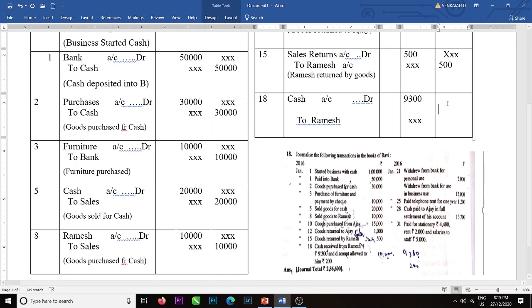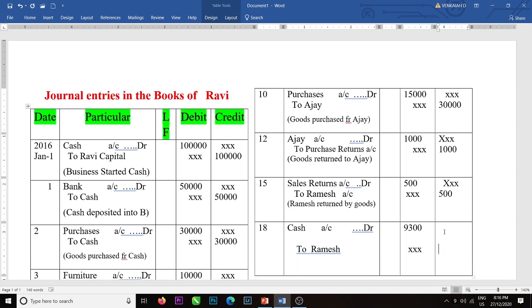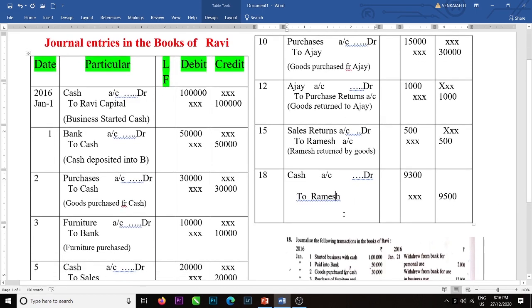The due amount is 9,500. So out of 9,500, how much is Ramesh giving? Only 9,300. So the balance amount is treated as discount. This discount is a loss to us. How? Out of 9,500, we are receiving only 9,300. We are allowing him a discount.